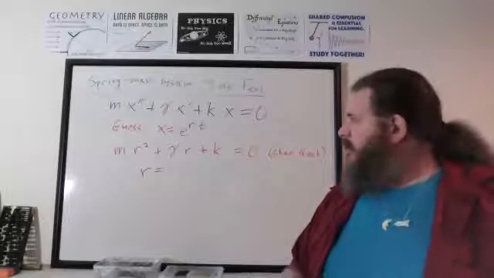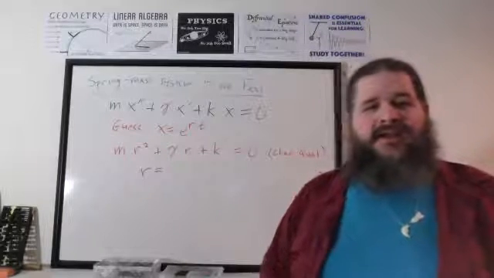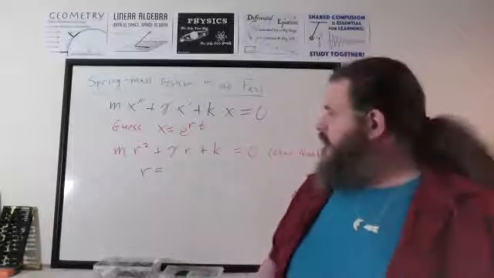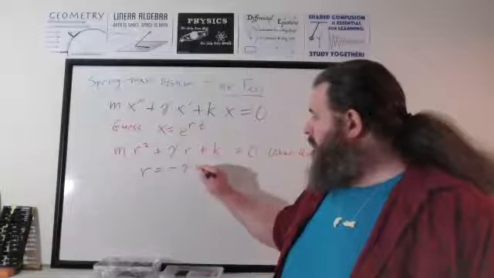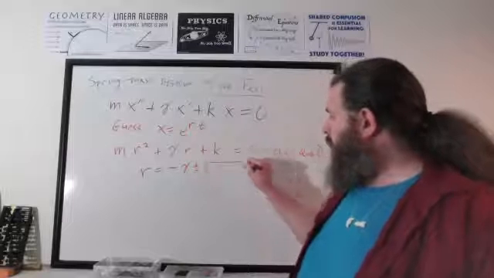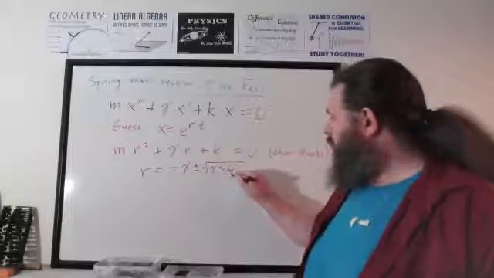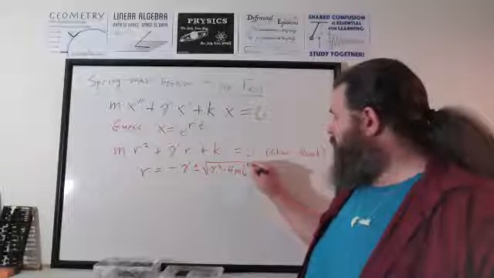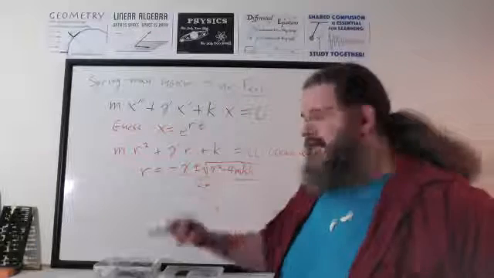Anytime you've got a, well, I would call this a quadratic equation. We can solve it using the quadratic formula. So using the usual quadratic formula, negative b, that'll be negative gamma, plus or minus the square root of b squared, so gamma squared minus 4ac, which will be 4mk, divided by 2a, so that'll be 2 times the mass.